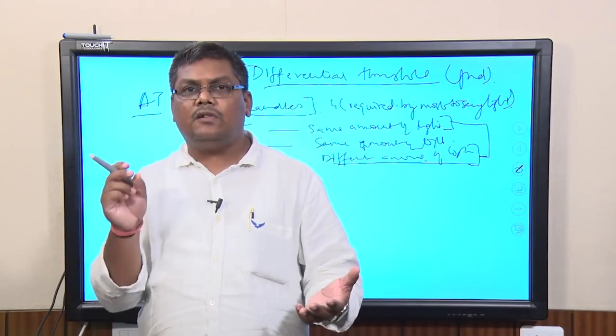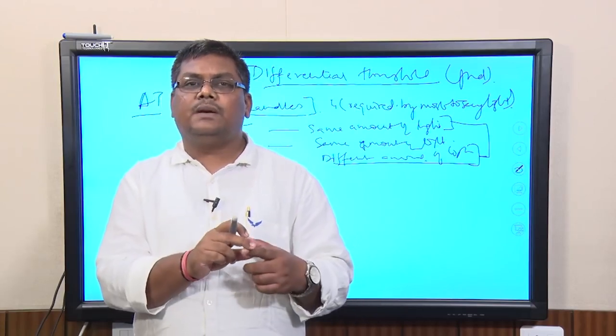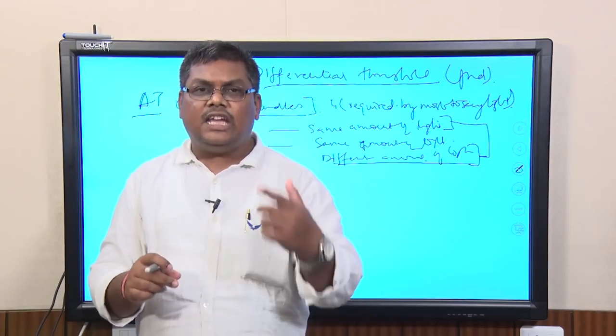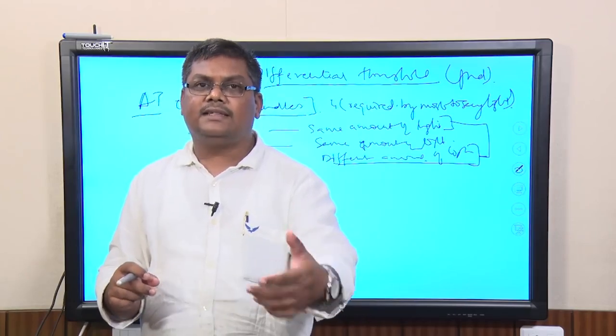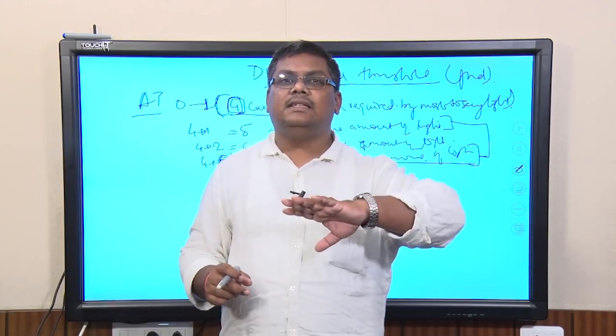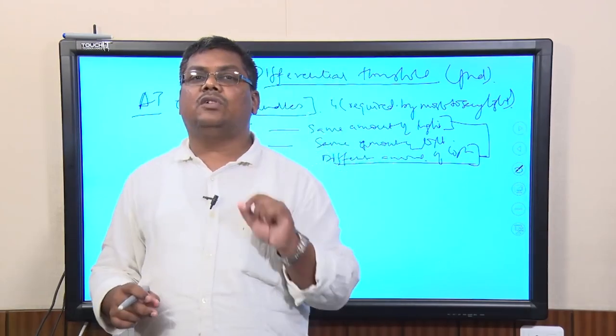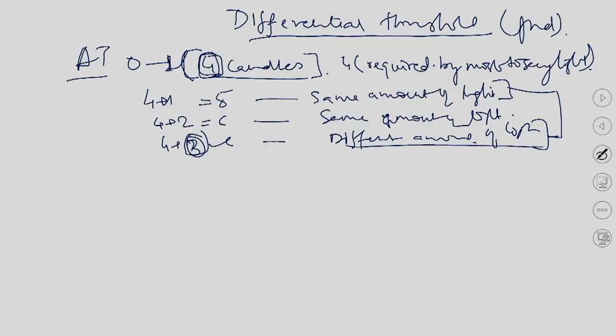So, the number of candles that I should add, so that the person says that now I see a change in light from 4 candles. Where at 4 candles he just says that I see light, and the next time that he says that now I see a change in the light, is what is called the differential threshold. So, it is the same procedure.